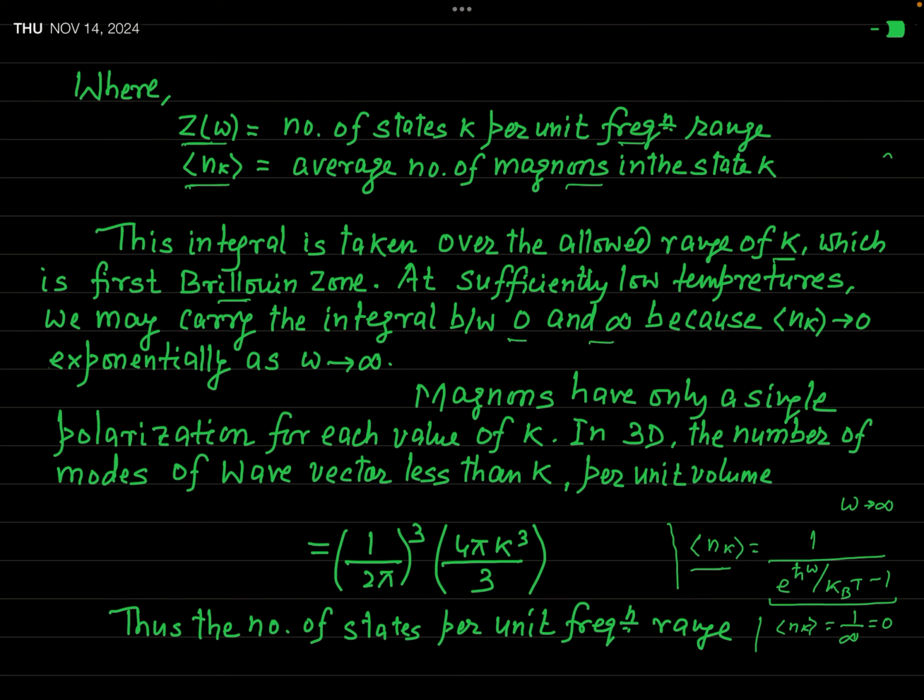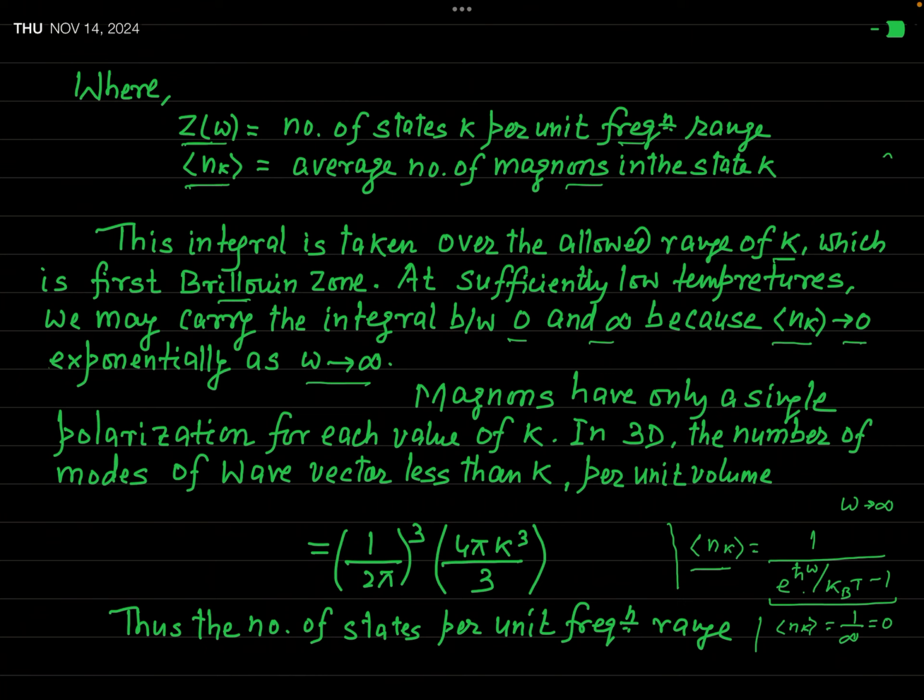And what's the reason behind this? Because as you can see from this Planck's relation, the average value of nk tends to 0 exponentially, you can see, as omega tends to infinity. So the limits of that integral will be 0 to infinity. Okay.